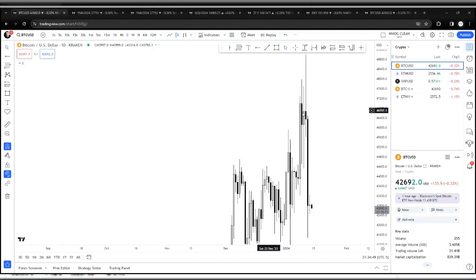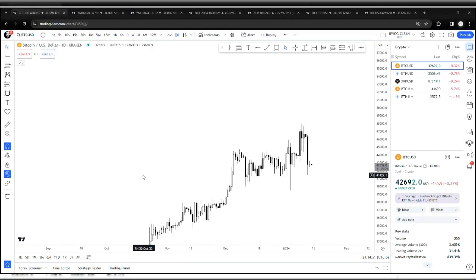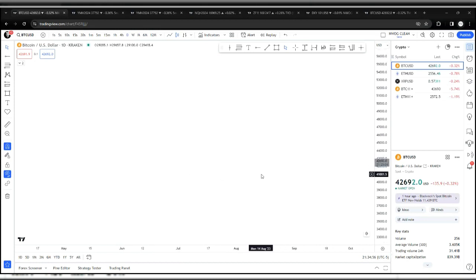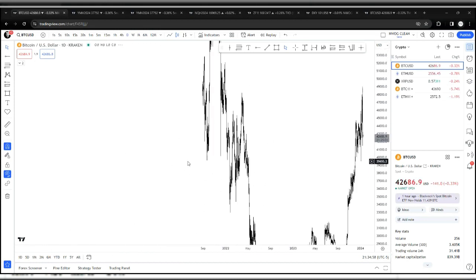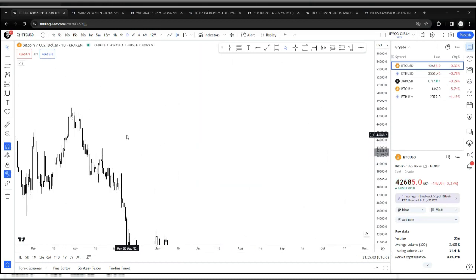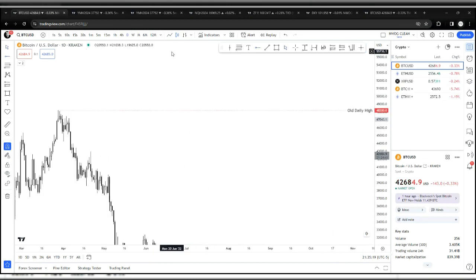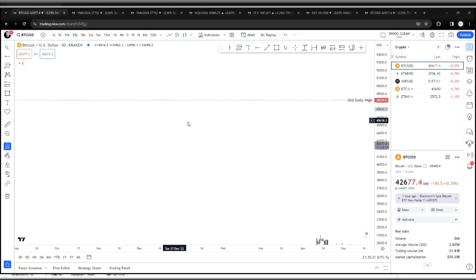So we'll go to the daily time frame to see the level which price tagged. So it's this high over here. And I'll just put the lipstick on the chart so you can see. So this is the old daily high, which caused price to reverse. Well, it was the base of the setup.